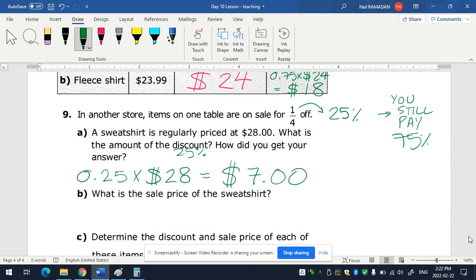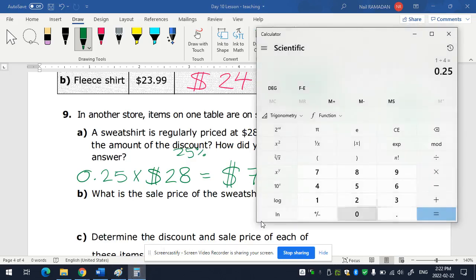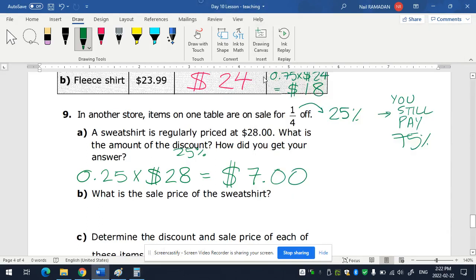Everyone, you have two ways to do this. You can either multiply 28 by how much? Or since you already found the discount, great, just subtract it from the original price. Either way, you're going to get $21. Everyone, eyes on the screen. I'll prove it to you. If you multiply 0.75 times 28, you get 21. And if you subtract 7 from 28, you also get 21.